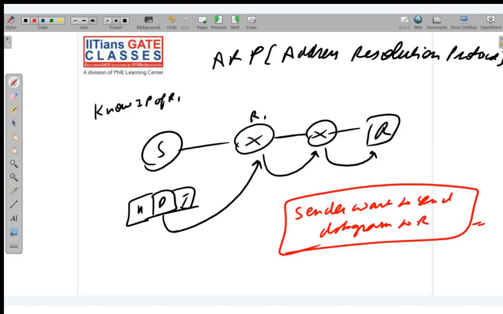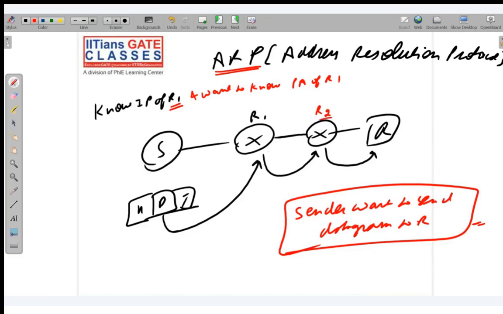So now the sender knows the IP address of R1, and it wants to know the physical address of R1. So what protocol will be used? ARP will be used. Similarly, R1 knows the IP address of R2, but it does not know the physical address of R2. And why does it want to know the physical address? Because a datagram cannot fly. It has to be packed in a frame, and then the frame will be transferred to R2.